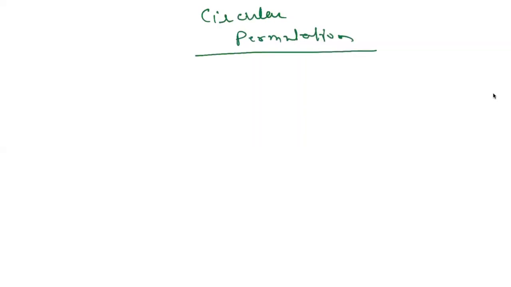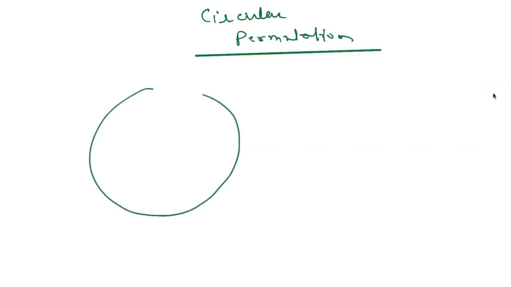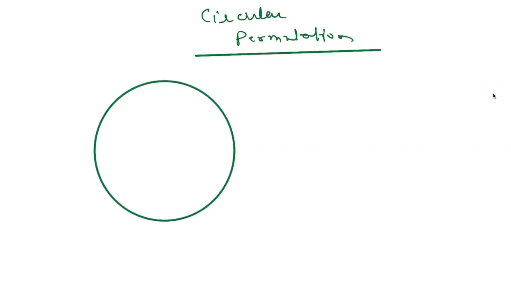Last class, we have seen the inclusion-exclusion principle. In this class, we are going to start circular permutation. In this circular permutation, we'll start with the basics.